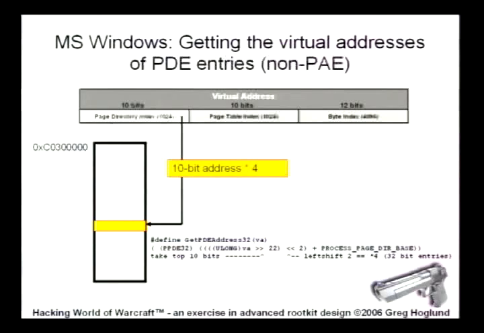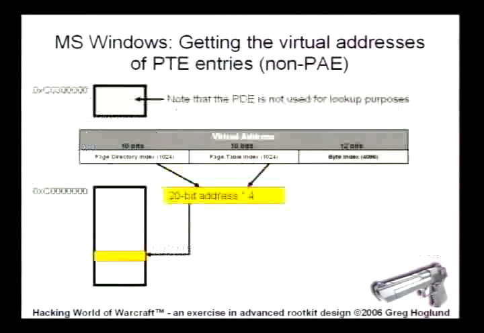The way that Windows does it is they actually stick the base of the PDE at C0300000, so you just basically get the base address of that and you take your 10-bit index and multiply it by 4. There's a little pound define macro I made to do that. But you don't actually have to look at that. Well, you do if you want to check to make sure the page table is not paged out. But the actual page tables are based at C0000000, so you can just go straight there and use the entire 20 bits and multiply it by 4 and find the page table entry you're looking for.